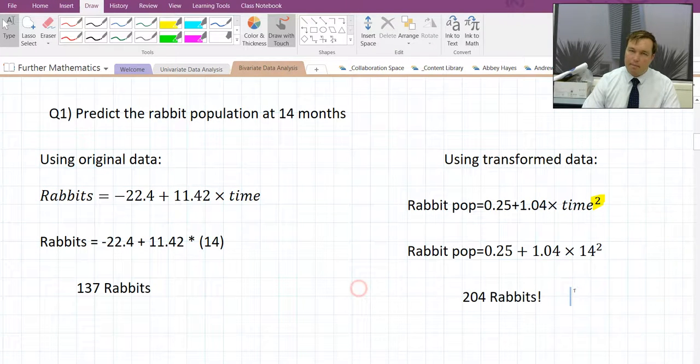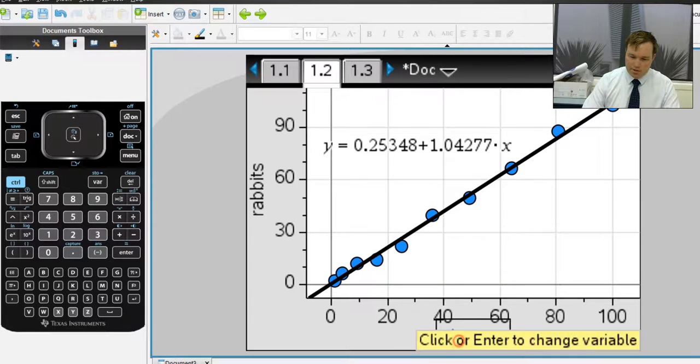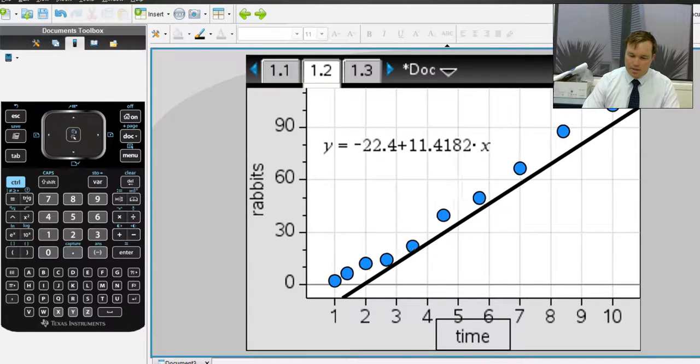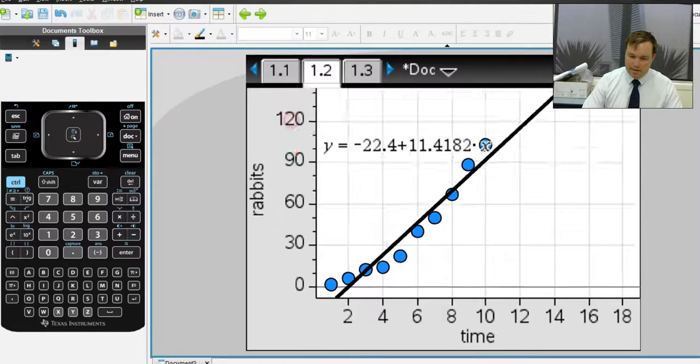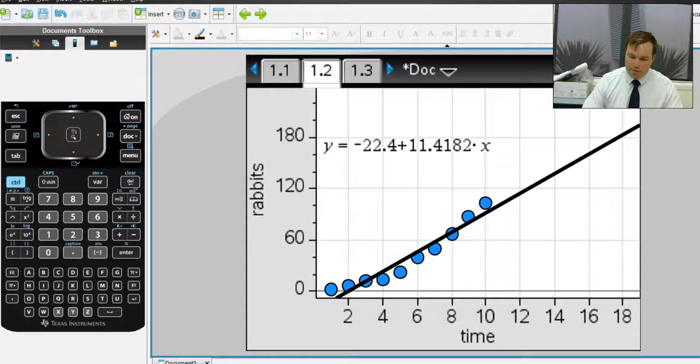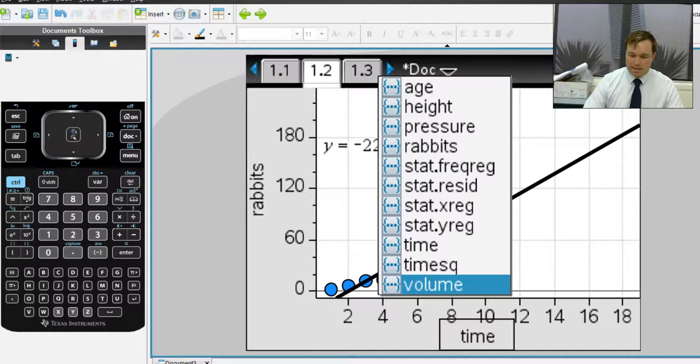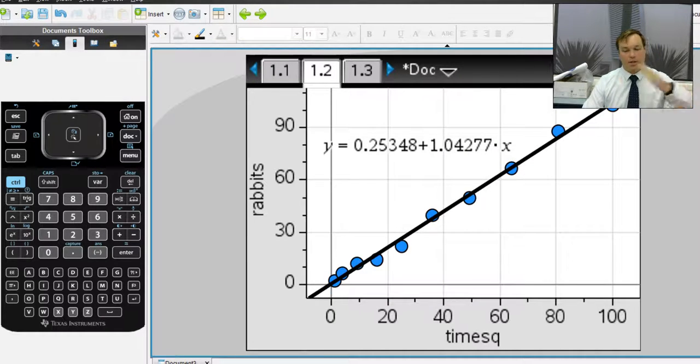Now, that's a lot of rabbits, but remember, when we were looking at the original data and we wanted to see what it would be like for 14 months, we were saying, well, this curve looks like it might continue and be up here by the time we get to the 14 months, which is around the 207. So, by linearizing the data using an x-squared transformation, we've made our prediction far, far more accurate.